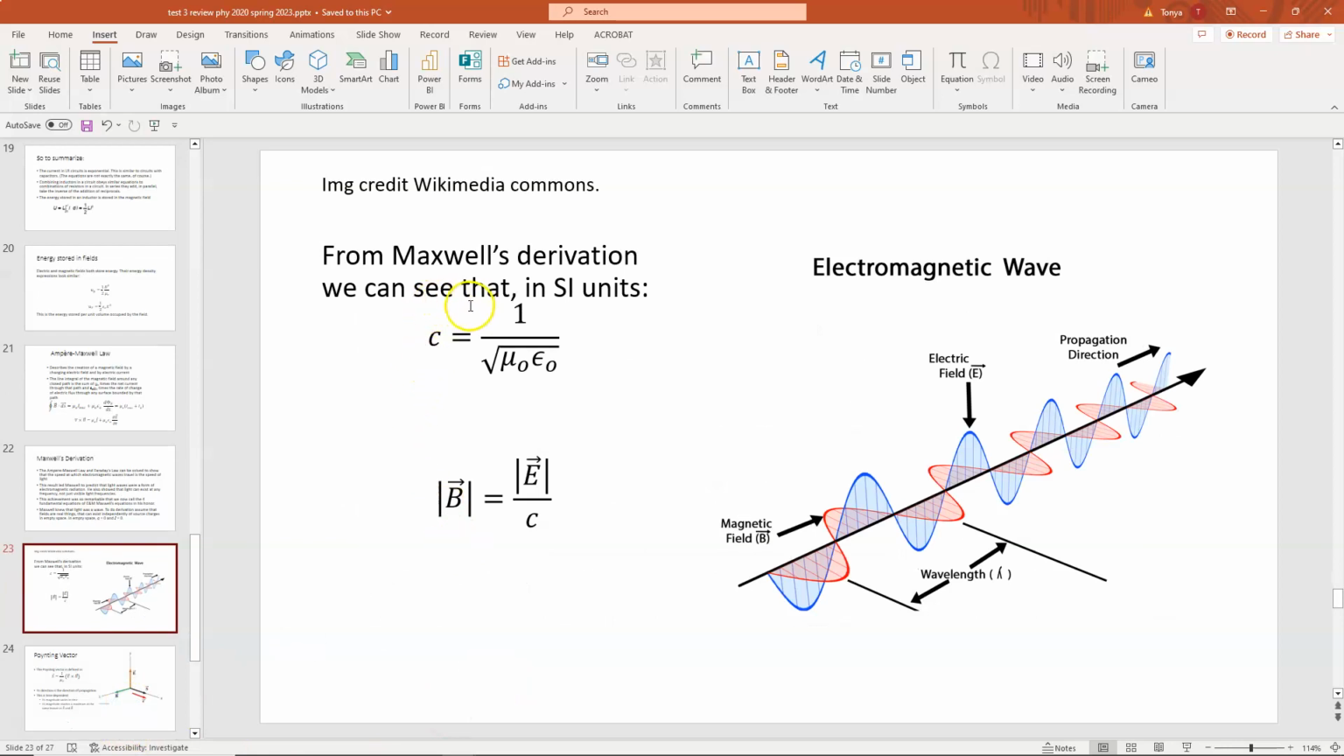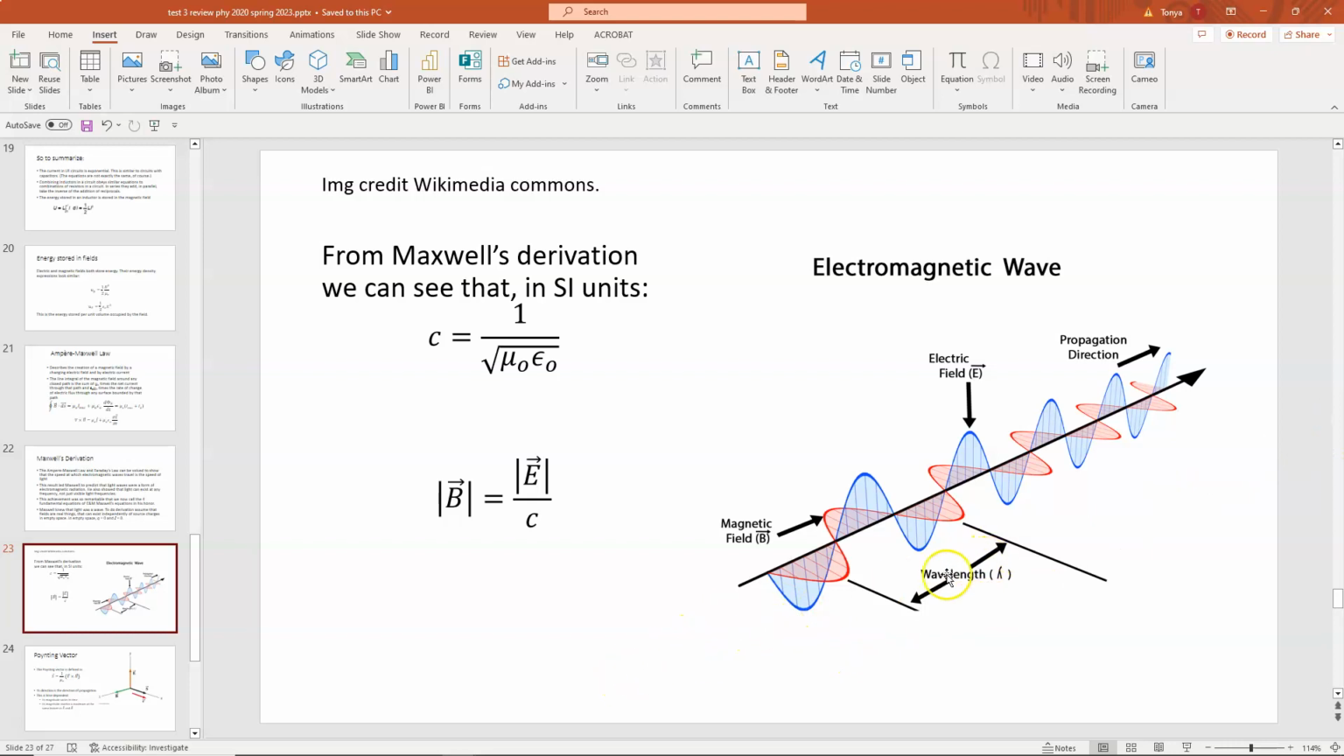From Maxwell's derivation, we showed that the speed of light c is equal to 1 over the square root of mu naught epsilon naught, where mu naught and epsilon naught are those two fundamental constants. We also showed that the magnetic field magnitude for light is equal to the electric field magnitude divided by the speed of light.